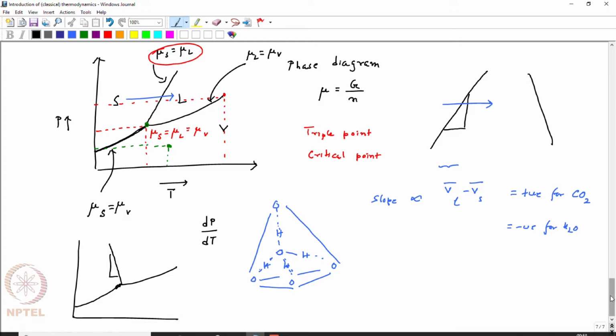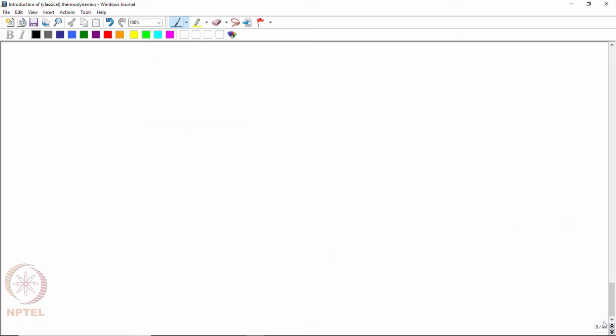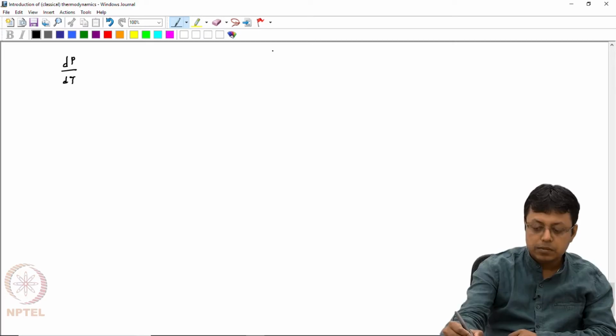Now, the phase diagram will tell you at what temperature and pressure combination one particular phase is most stable, and secondly, where the phase boundaries exist, and at what temperature and pressure you can switch from one phase to the other. When we talk about these phase diagrams, we talk about the slope of this curve, dP/dT, and that is the most important for phase transitions.